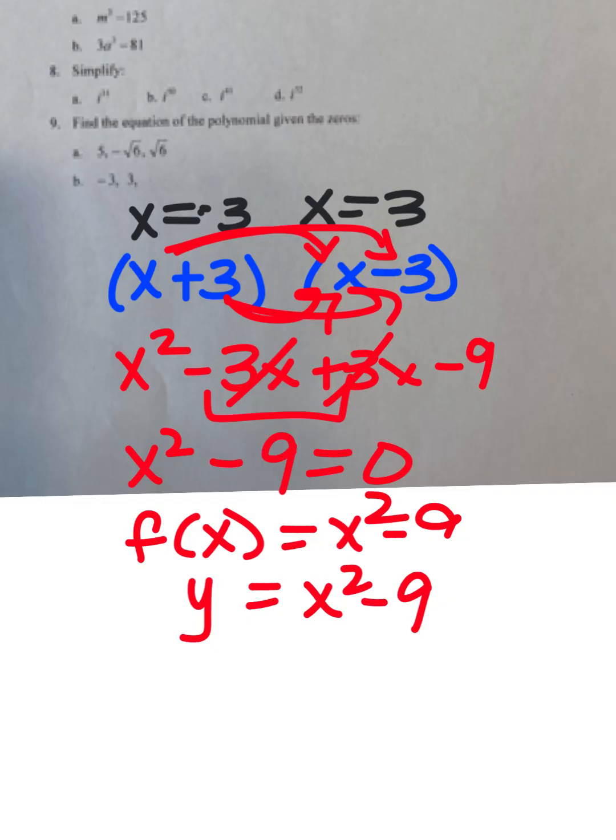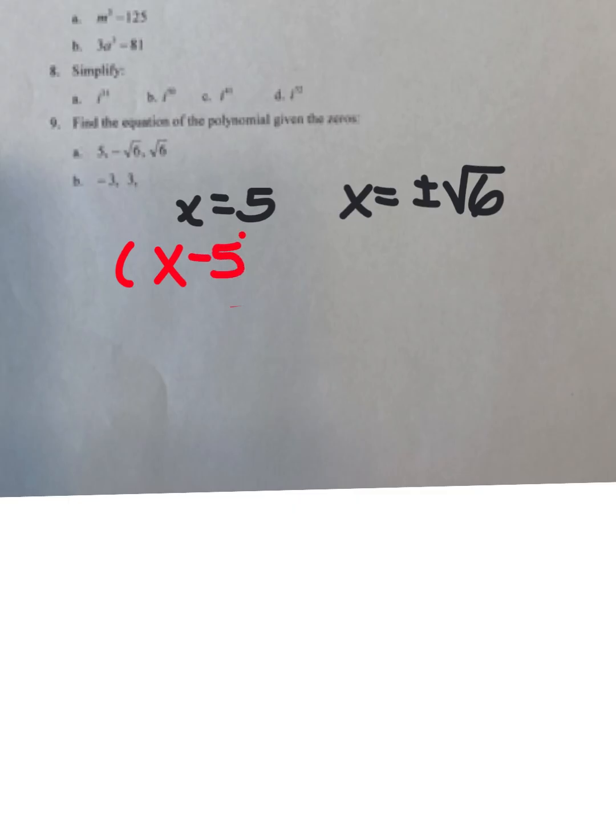All right, so let's take a look at 9a. We have a rational root, x equals 5, and we have irrational roots, x equals plus or minus the square root of 6. So I'm going to put the irrational together. Now the x equals 5, the factor is x minus 5.